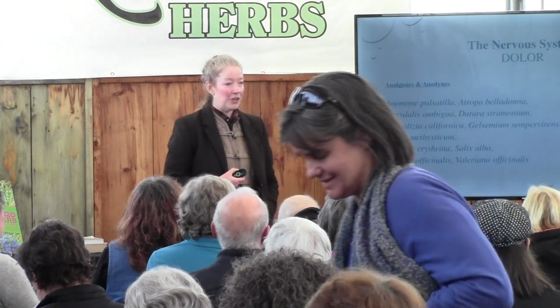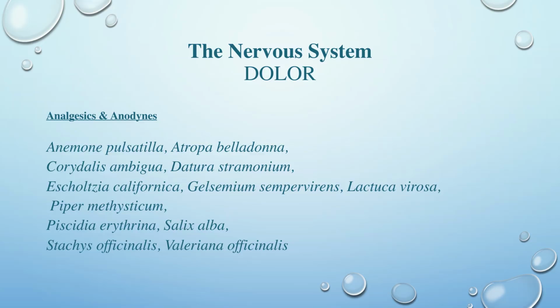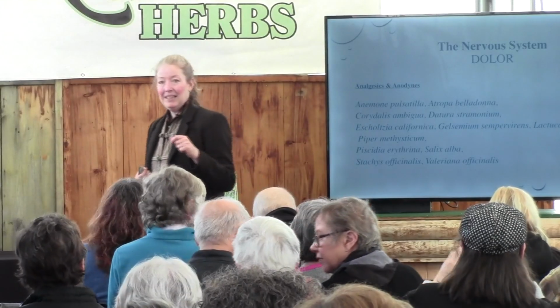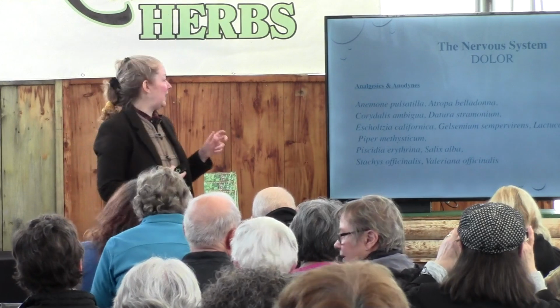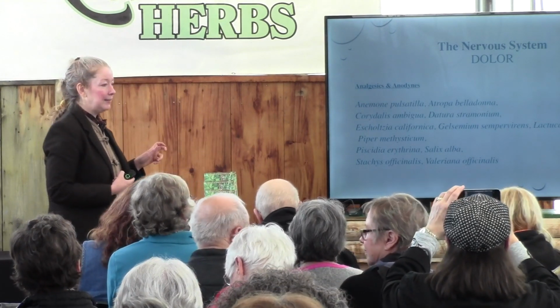Moving on to the nervous system and pain. When we have a lot of inflammation, fluid buildup, oftentimes we get pain and we can't sleep. So a few things to highlight here. Pulsatilla, anemone pulsatilla, what's the common name? Windflower, yeah. I use that a lot for ovarian pain, hormonal pain.